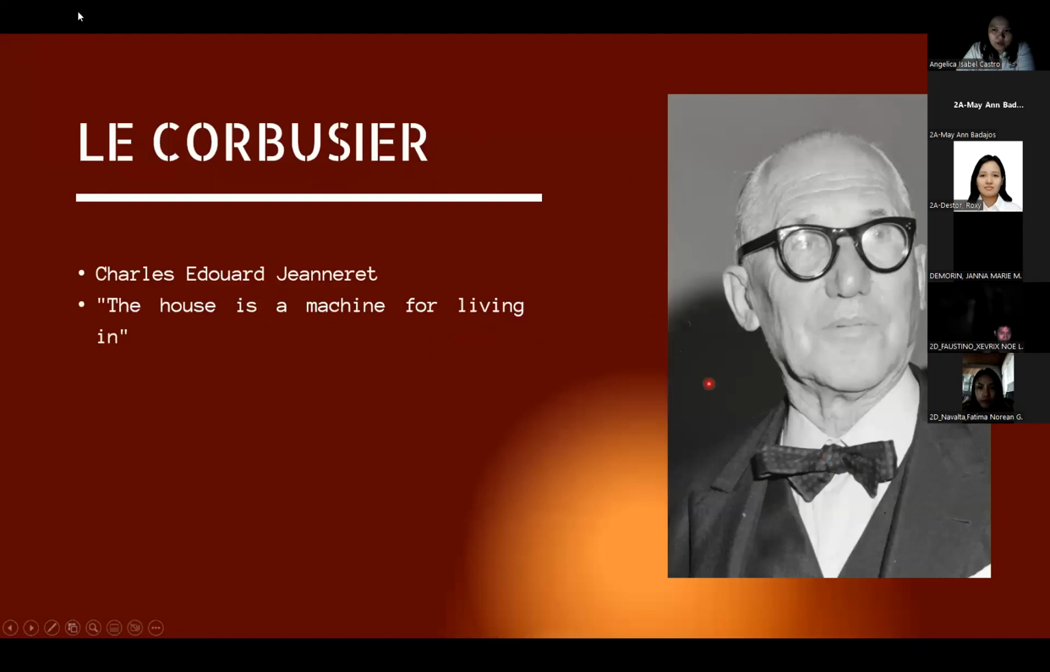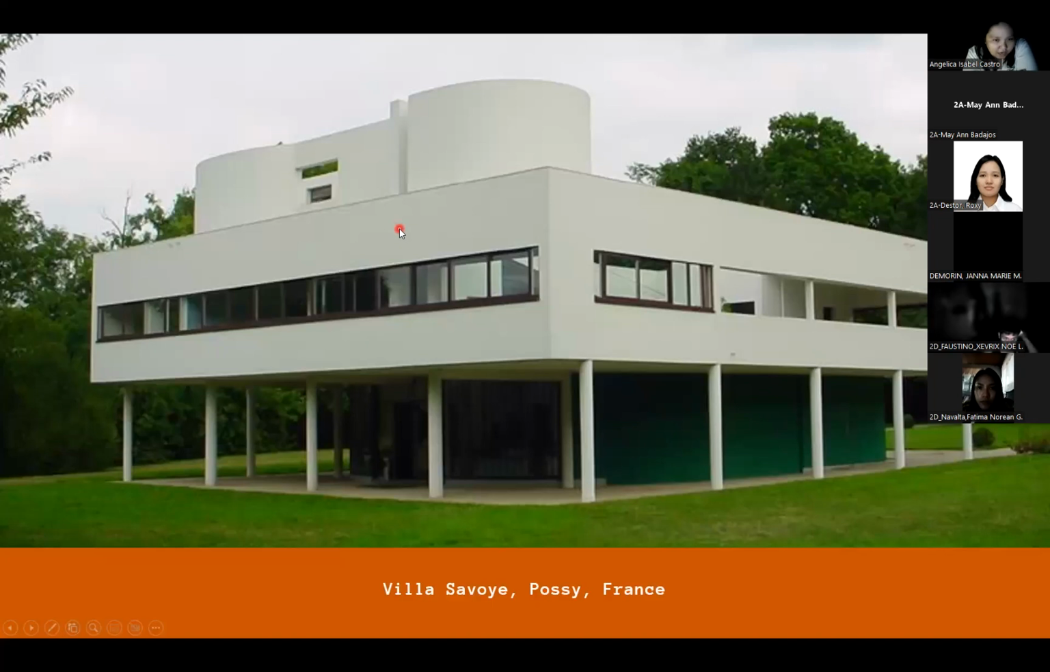So one of the famous people during the international style, or the promoter of the international style, is Le Corbusier. That's his alias, that's his name, that's his nickname. He aliased himself as Le Corbusier. His name is Charles Edouard Jeanneret, and he believes that the house is a machine for living in. So this is what I was telling you about earlier. This is Villa Savoye in France.